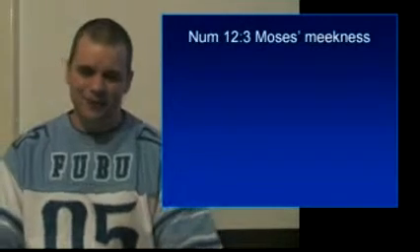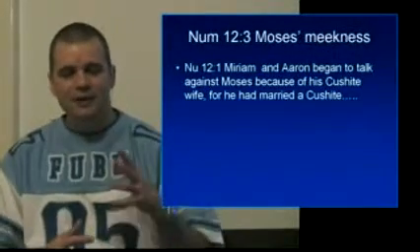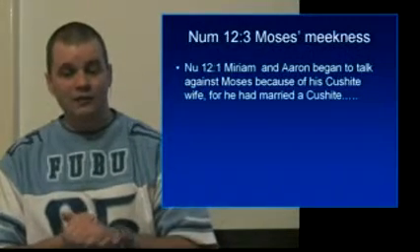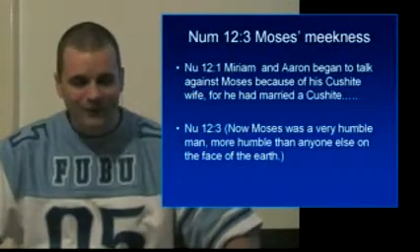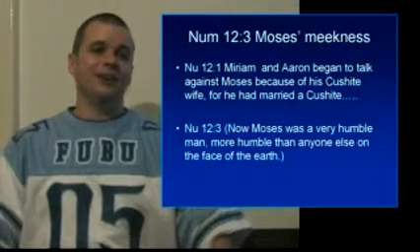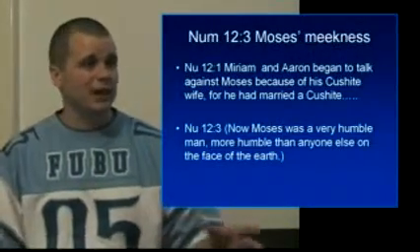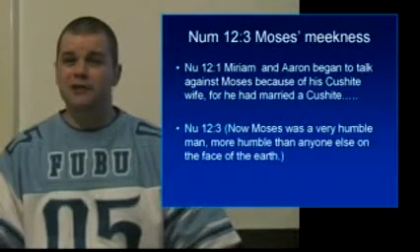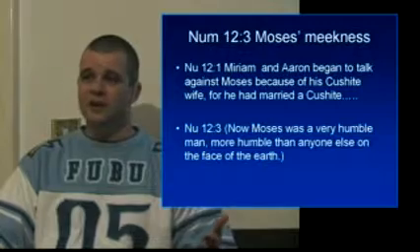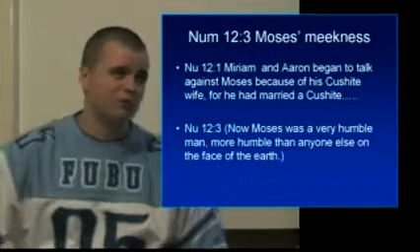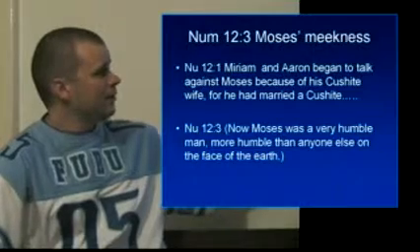Then we get to Numbers 12 verse 3, the bit about Moses' meekness. And what happens? Chapter 12 verse 1, "Miriam and Aaron began to talk against Moses because of his Cushite wife, for he had married a Cushite." Verse 3, "Now Moses was a very humble man, more humble than anyone else on the face of the earth." So some people say, well, this was added by someone else later. An editor may have put this in later, maybe one of Moses' contemporaries, just like at the end of the Pentateuch, when it talks about Moses going off to die, that was probably written by someone like Joshua or something. Now, there's not really anything wrong with believing this wasn't written by Moses. Some people think it means you're not an evangelical Christian if you think that.